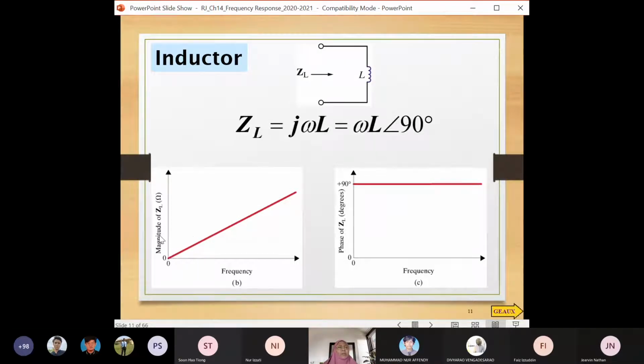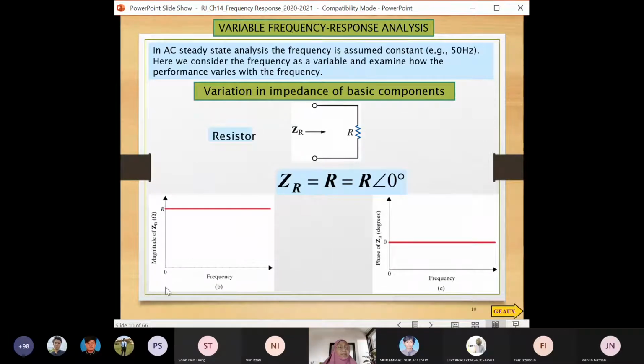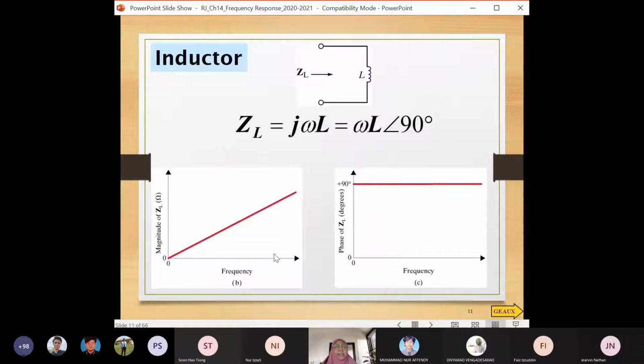This is different from the impedance of a resistor, because for a resistor the value of impedance remains the same at different frequencies. However, the phase angle is 0. But for the inductor, the impedance is increasing, rising from 0.